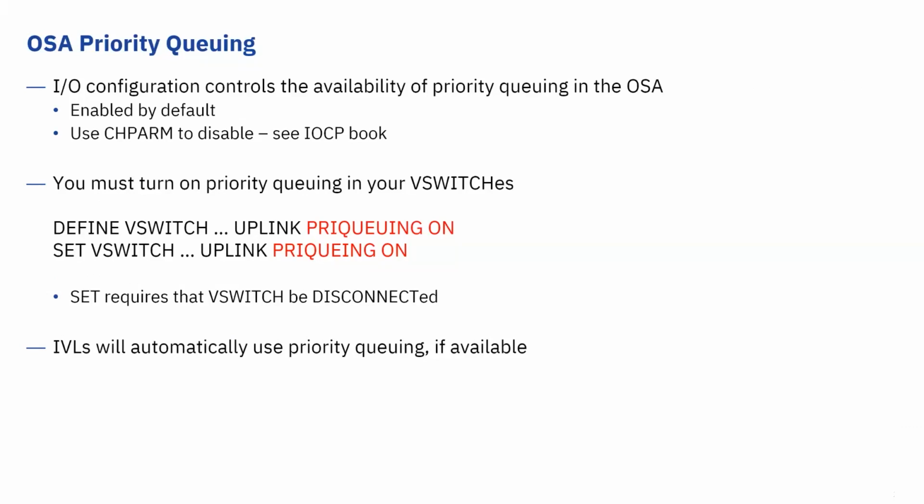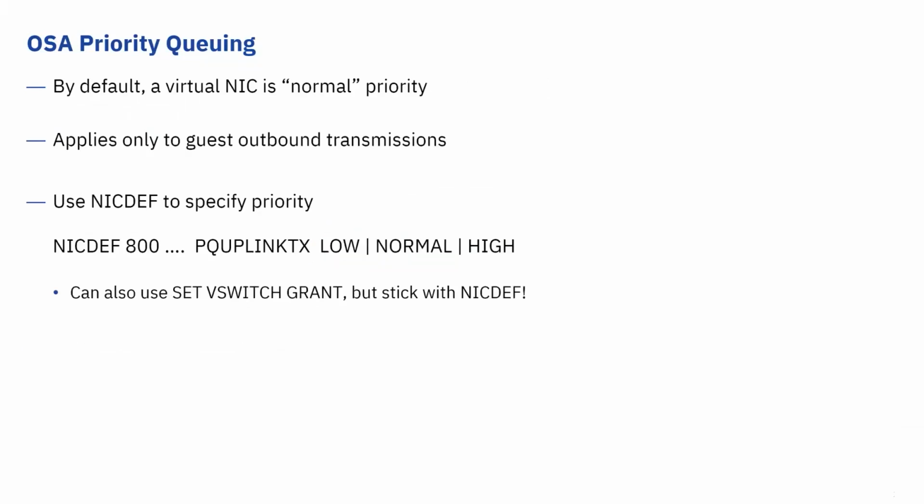The IVL VSwitch will automatically detect priority queuing availability, and it will use it for itself. And so if it's sharing OSAs with anybody, then it'll be using the highest level. Now, by default, you get this normal priority. By the way, it does only apply to outbound transmissions. OSA services inbound as they come. Okay, first come, first serve. But this is really to control outbound transmissions. And to specify it, you put this priority queuing uplink transmission, low, normal, and high.